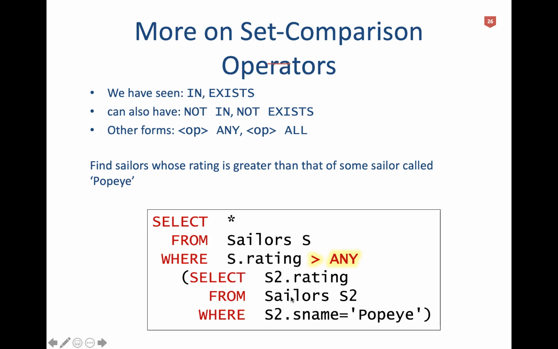But we give it a different name, sailors s2, so that we don't get mixed up between s and s2. If we used s here, then we would have a problem. So you have s2 from sailors s2, where s2.sname equals Popeye, and we use the keyword greater than ANY.